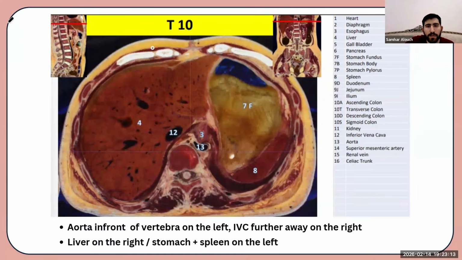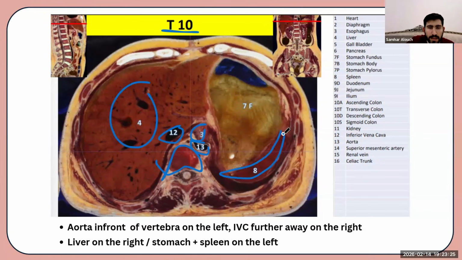Now, T10 and T11, we don't really need to locate. So here, the vertebra, here's the aorta, here's the inferior vena cava, and here's the esophagus in between them. There is the liver. And here, there is a big organ. That's the spleen. And here, it's the only organ that has gas in a cross-section. That's going to be the stomach. Okay?